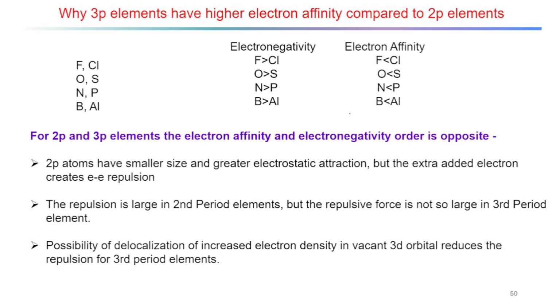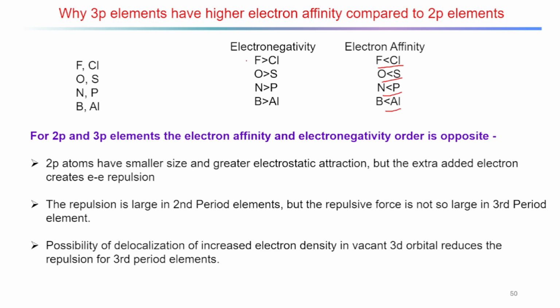Or in other words, we can say 3p elements have higher electron affinity compared to 2p elements. Now let's see the pairs. We have fluorine and chlorine, and this is the electron affinity value. So chlorine has higher electron affinity, and in the pair of oxygen and sulfur, sulfur has higher electron affinity. In the pair of nitrogen and phosphorus, phosphorus has higher electron affinity, and in the pair of boron and aluminium, aluminium has higher electron affinity.